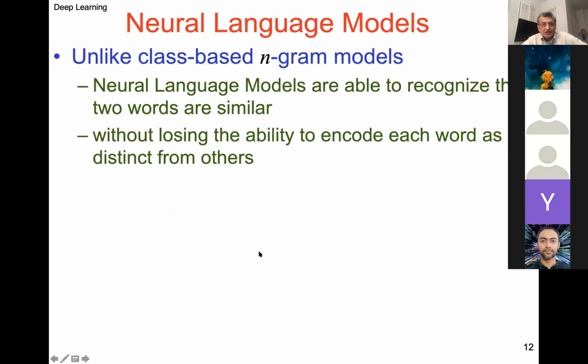Okay. So neural language models are unlike class-based n-gram models. N-gram models were all based on symbolic representation, what these words are. Here we are forgetting about all the words. We're just saying there is an embedding type of model. Unlike class-based n-gram models, neural language models are able to recognize that two words are similar without losing the ability to encode each word as distinct from others. That's another important thing. It doesn't say that January and July are the same word. January and July have slightly different vector representations, but the distance between the two in vector space is small compared to July and, let's say, the name of a country, right? So those would be different, but things that are meaningfully similar come together.